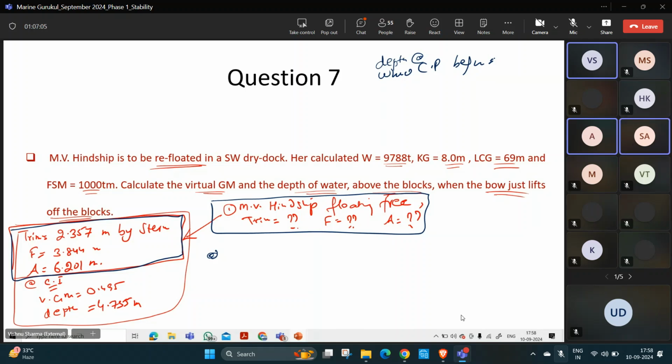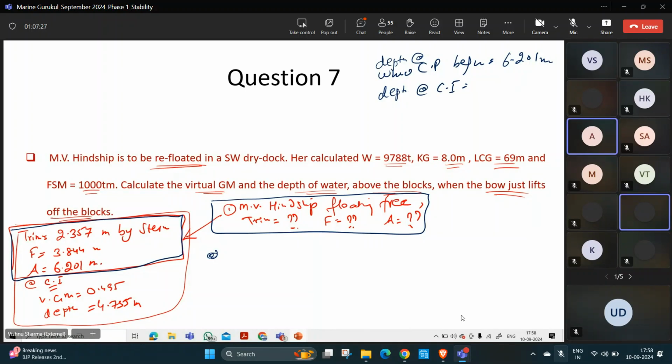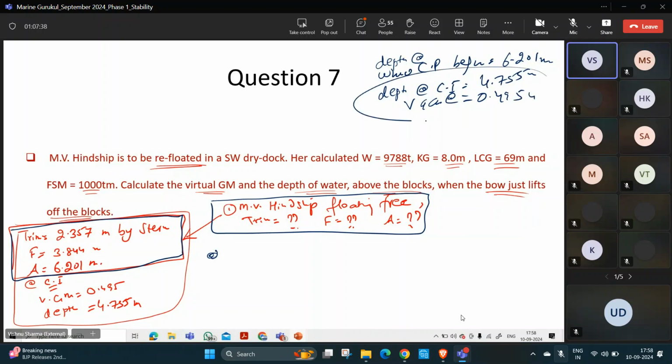Now look, 6.201. At 6.201 the critical period begins. Does everybody agree in the class? Correct, sir. Because the stern will make contact when the depth reduces to 6.201. Now, what will be the depth at critical instant? The answer is again on the board: 4.755 meters. And what will be the virtual GM at critical instant? 0.495 meters. Right, guys?